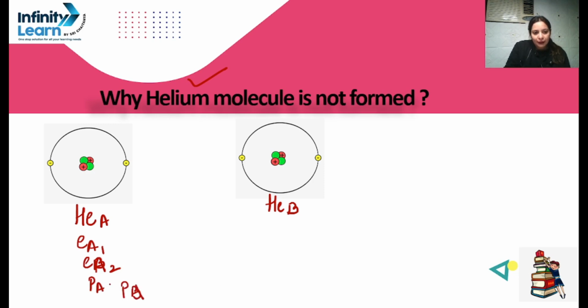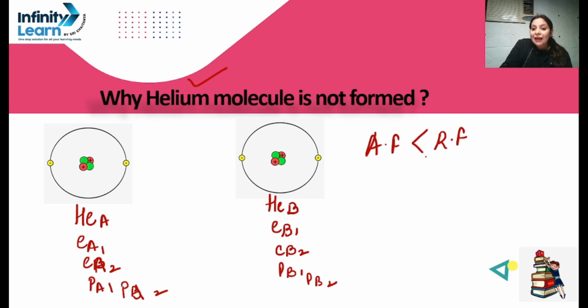Let's put it again A1 and A2. Same way if you'll write here, it has got 2 electrons and same way 2 protons. So if you'll count the attractive and the repulsive forces here, in this case, you will find that the attractive forces as compared to repulsive forces are less. Here in this case, repulsive forces predominate, and that is the reason helium molecule is not formed.